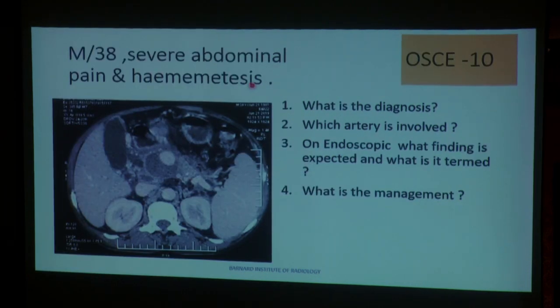This is a male, 38 years old, with severe abdominal pain and hematemesis. The CT is given, which is obvious, the diagnosis is obvious. What is the diagnosis? Which artery is involved? On endoscopy, what finding will you expect in this patient, and what is that finding called, and what is the management you would like to do?